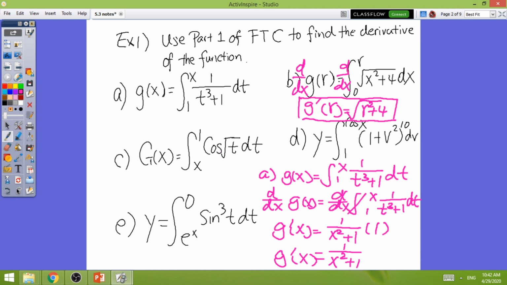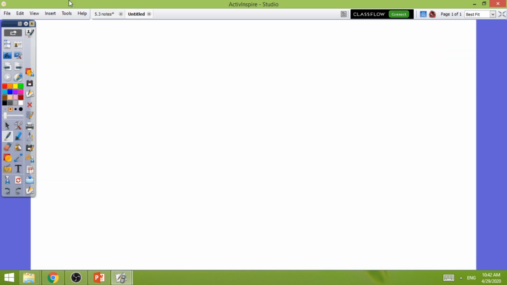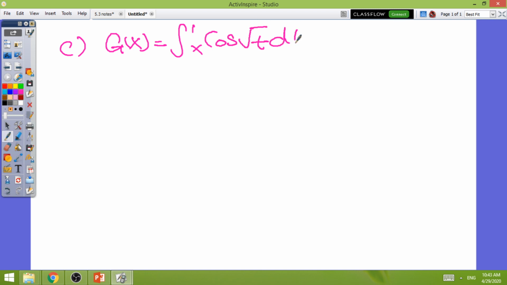Okay, so now let's take a look at the rest of the example here. So I need a new slide file. Here we go. Okay, so now for C. For C, we do have g of x equals the integral from x to 1, and the integrand is cosine of root t dt.